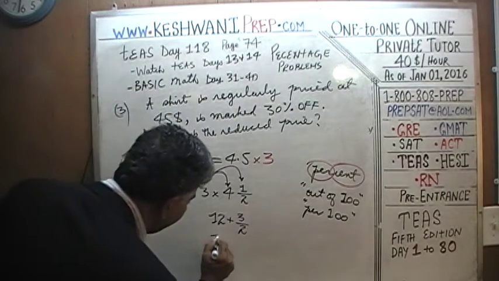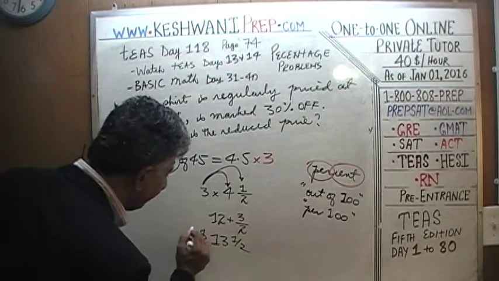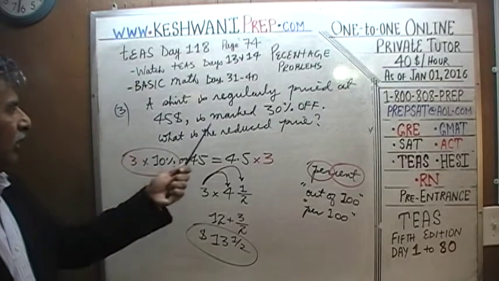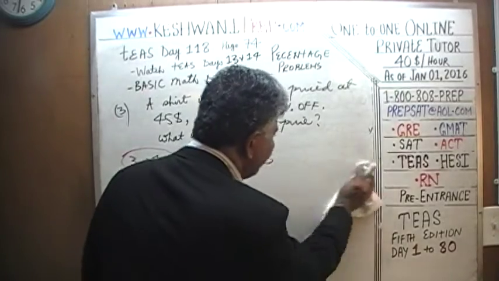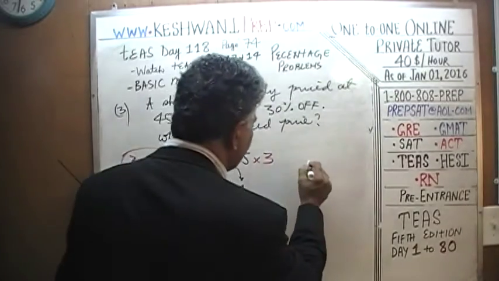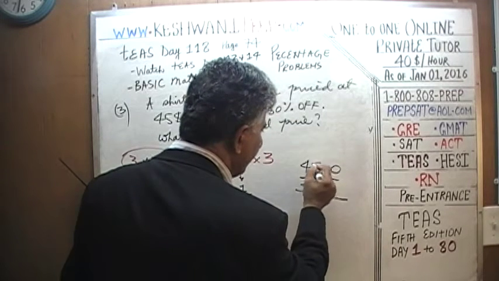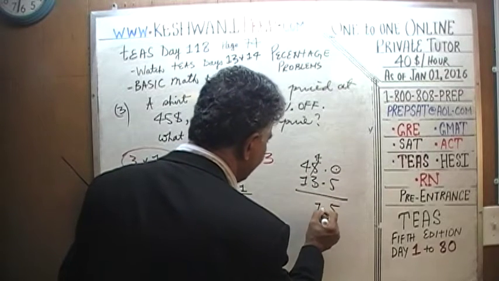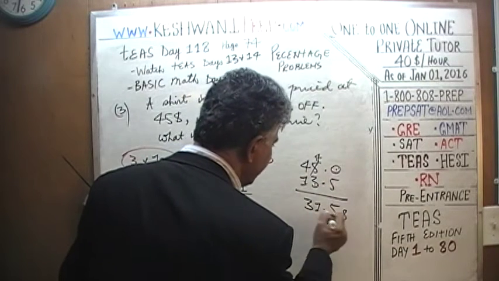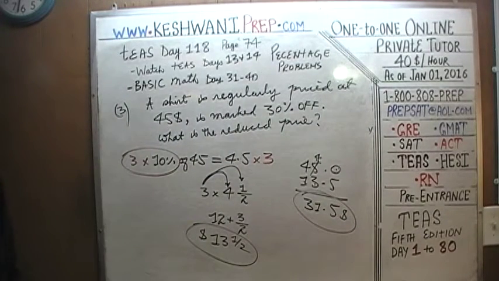So this amount simply is 13.5. That's how much less we're going to pay of its regular price. The regular price was $45. We're just going to simply subtract 13.5. So 45 minus 13.5. We have to carry 1 from here. It becomes 4. This becomes 5. 4 minus 3 is 1. And 3 minus 1. It looks like we're going to pay $31.50.